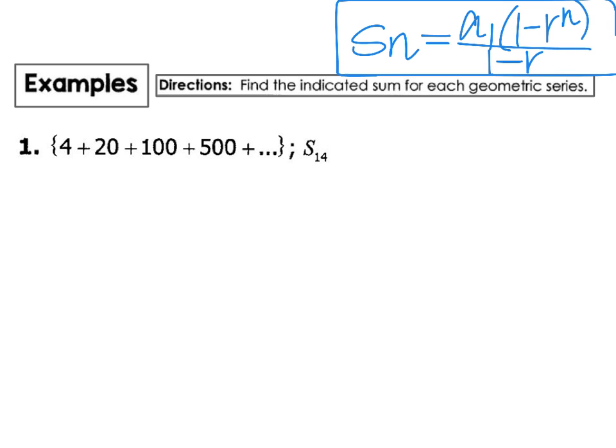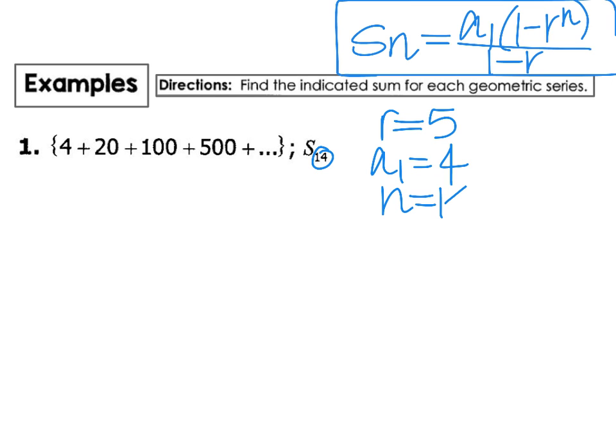Alright, so number 1, we've got a geometric series here. As we can see, it's increasing by a common ratio. We're multiplying by 5 every time, and we've got addition symbols in between. That means we're adding all the terms together. So our common ratio, our r, equals 5 because we're multiplying everything by 5 to get to the next term. Our first term is 4. And our n is 14 because we're looking for the sum of the first 14 terms.